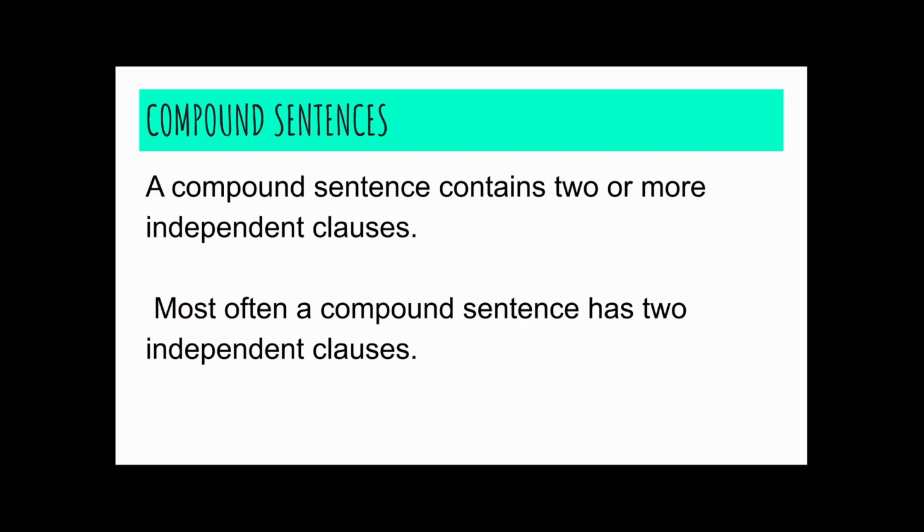A compound sentence contains two or more independent clauses, so it is different than a simple sentence, which is one independent clause. And using both compound sentences and simple sentences is going to be really helpful for your writing because it makes it more interesting for the reader to see a variation of your sentence types. A compound sentence often has just two independent clauses.